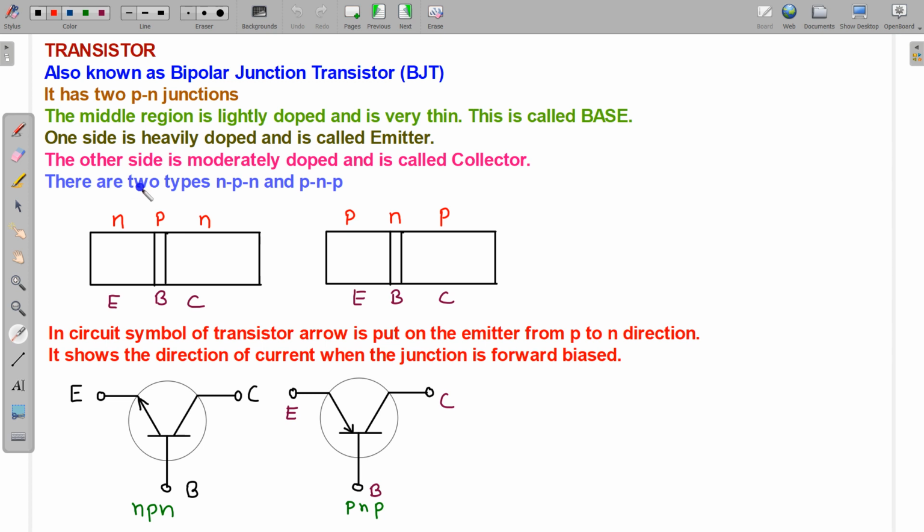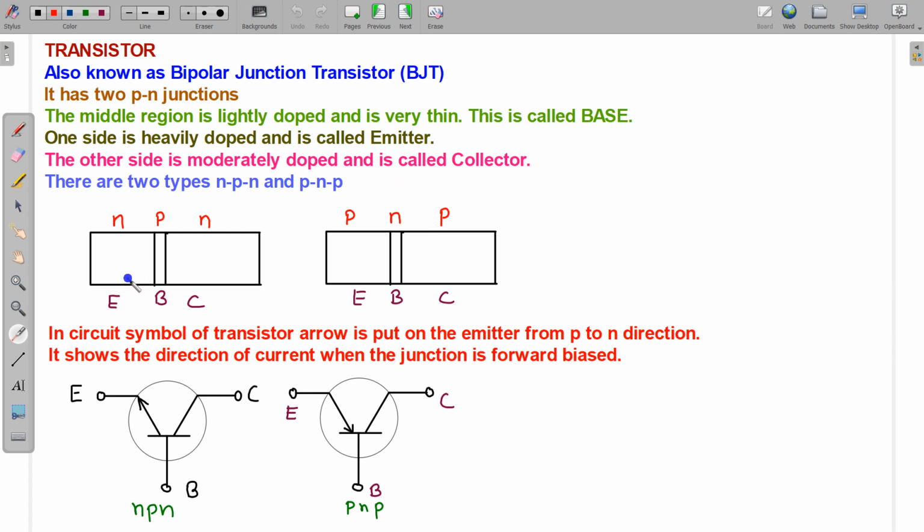So there can be two types of transistor. One is known as NPN transistor. So emitter is N side, base is P side, and this is N side. And another possibility is PNP transistor. So this is P side, base is N side, and collector is P side.